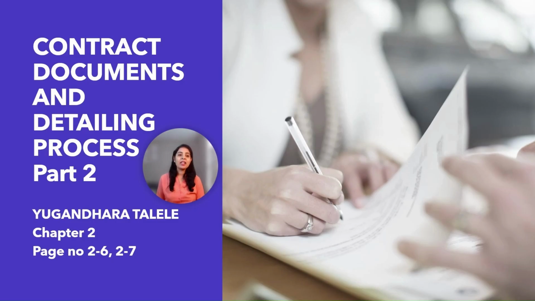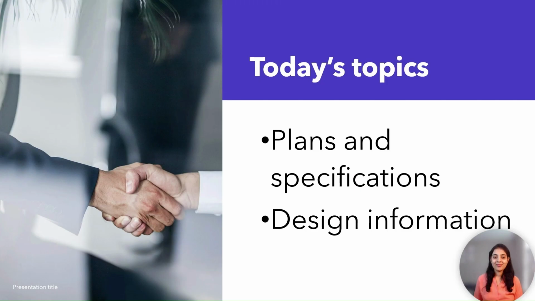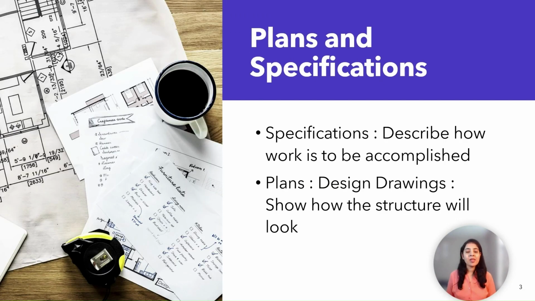Contract document and detailing process part 2. Chapter 2, page numbers 2.6 and 2.7 from the manual Detailing for Steel Construction by AISC and NIST. Today's topics: plans and specifications, and design information. Specifications describe how work is to be accomplished, and plans, that is design drawings, show how the structure will look.